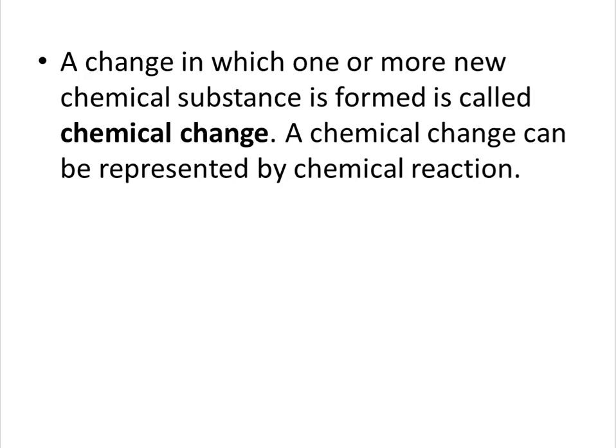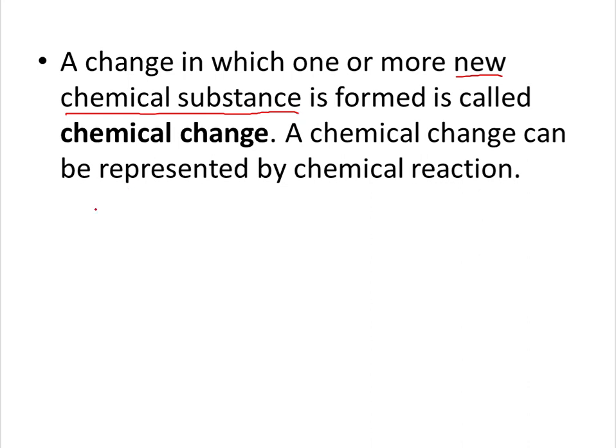A chemical change is a change in which a new substance is formed. Very simple. A chemical change is a change in which a new substance is formed. Right? New chemical substance is formed. If in any change a new chemical substance is formed, then it is a chemical change. So in the earlier slide, in none of the changes was a new substance formed, right? Here we'll see examples where new substance is formed.